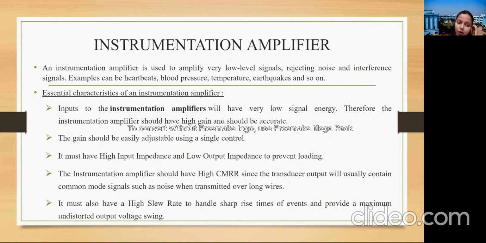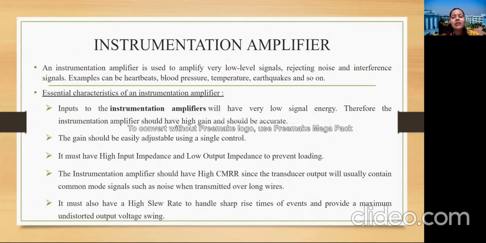So what are the characteristics of an instrumentation amplifier? Inputs to the instrumentation amplifier will have very low signal energy. Therefore, the instrumentation amplifier should have high gain and should be accurate. The gain should be easily adjustable using a single control. It should be easily controlled, otherwise we cannot incorporate it into a project where many other instruments are being used. It must have high input impedance and low output impedance to prevent loading.